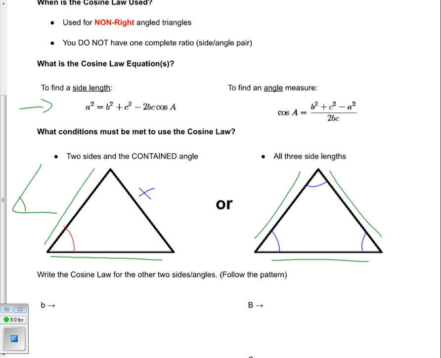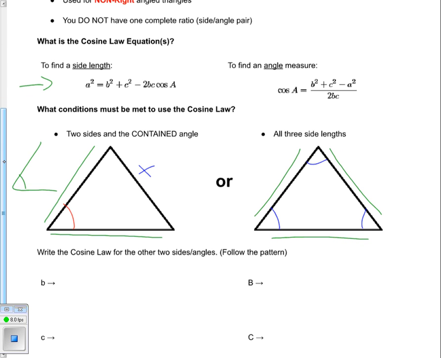Okay, so again, quick recap. To solve for a side length, you need to have the opposite angle and the other two side lengths. If you want to solve for an unknown angle, you can solve for any of the three unknown angles if you have all three side lengths. Now, the formula that you see here for side length and also for measuring an unknown angle, those are specific formulas for different side lengths.